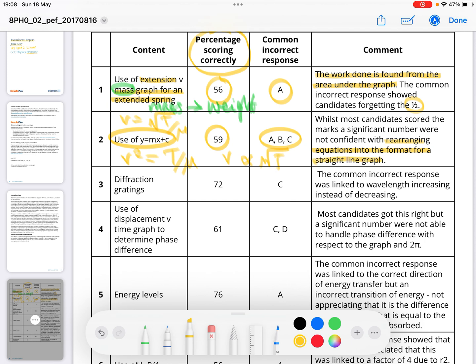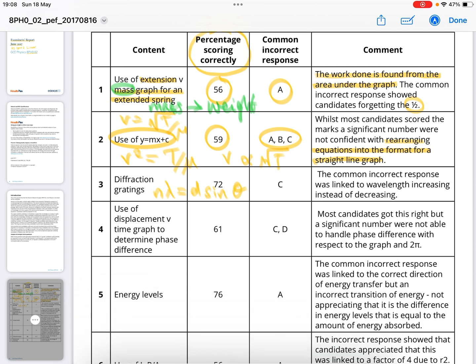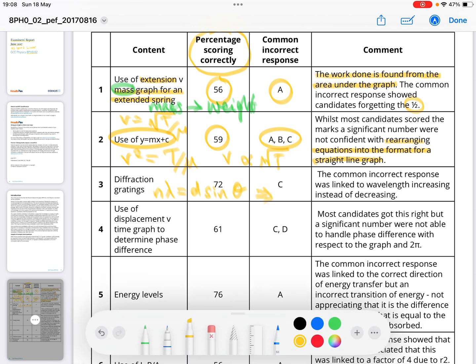In the diffraction grating question, number 3, you need to use the equation. 72% got it right. You need to use the equation n lambda equals d sine theta. The best thing I can say is change it round to n lambda over d equals sine theta. I'm going to write it here. So that equals sine theta.